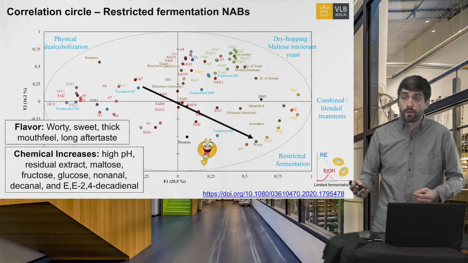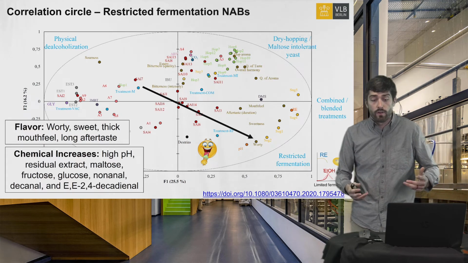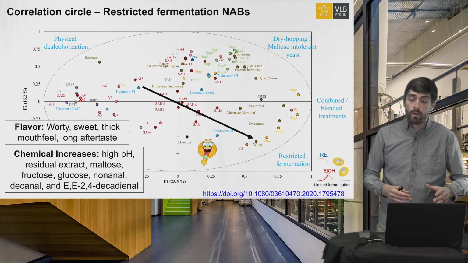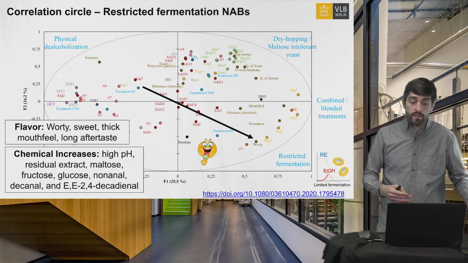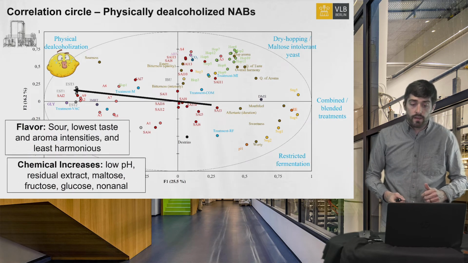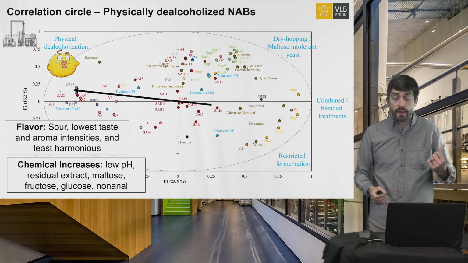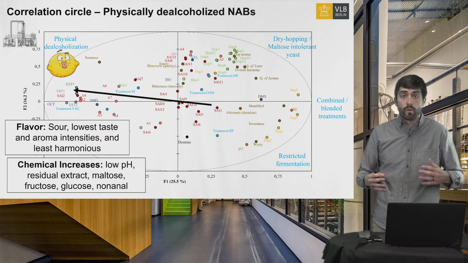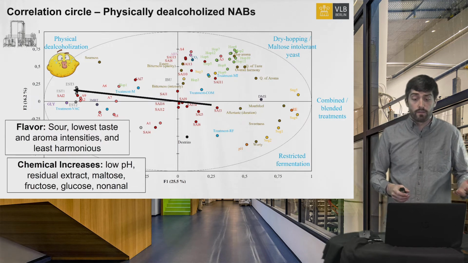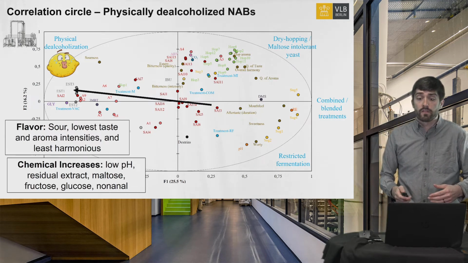Past work at the VLB has shown that the concentrations of these volatiles tend to be low in fully fermented beer, but in wort, their concentrations are at a detectable level. I don't think this is surprising because these NABs are essentially wort with minimal fermentation. In comparison, the physically dealcoholized NABs on the left were the most sour. They had the lowest taste and aroma intensities and were the least harmonious. These NABs also had the lowest concentrations of fermentable carbohydrates, as well as the lowest pHs.